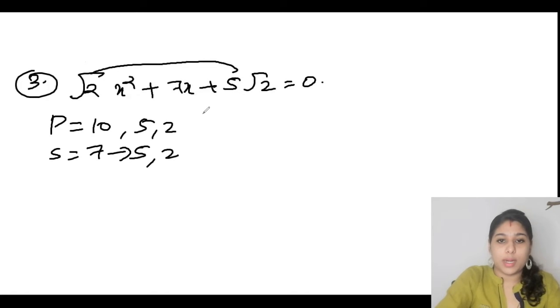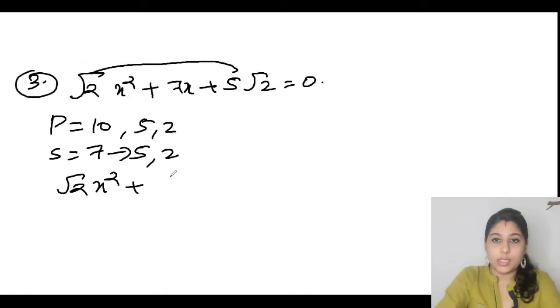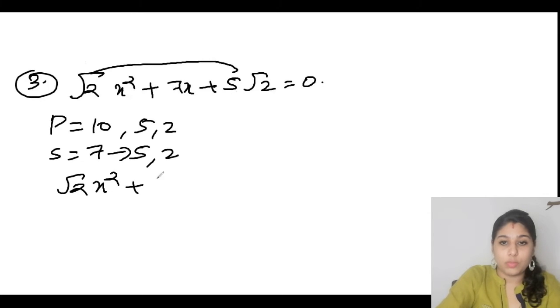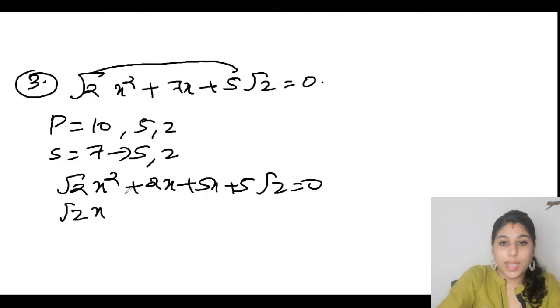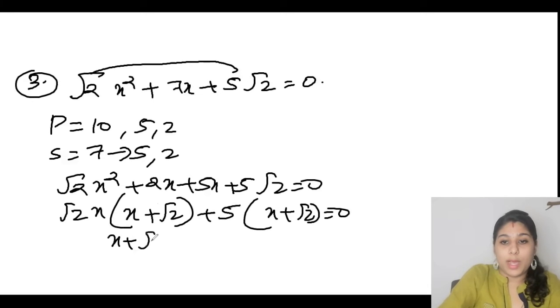So we can split this and write root 2x square plus 2x plus 5x plus 5 root 2 is equal to 0. I am taking root 2x out. So the balance will be x plus root 2, plus I am taking 5 out, so x plus root 2 is equal to 0. So x plus root 2 common into the balance, root 2 x plus 5, is equal to 0.